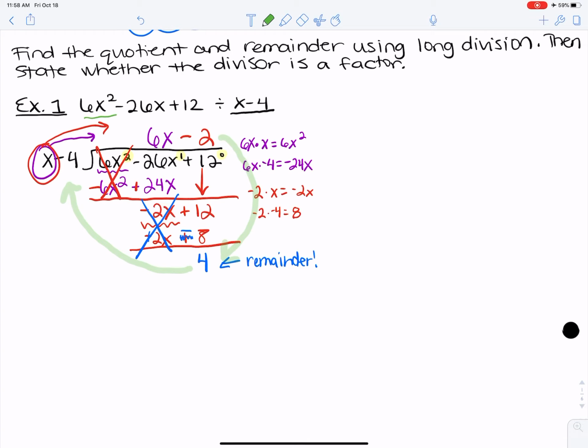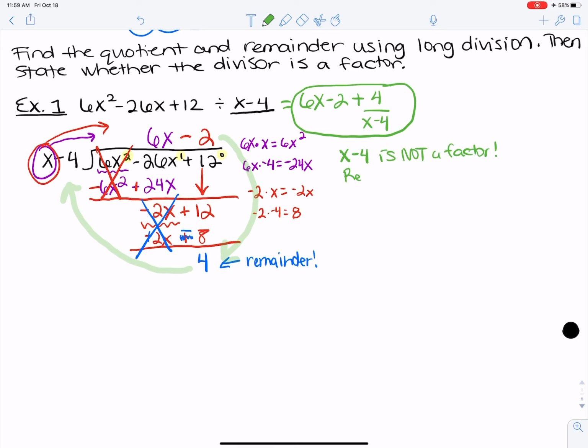6x squared minus 26x plus 12 divided by x minus 4 equals 6x minus 2 plus, because all remainders get added, 4. But the problem is it's 4 divided by x minus 4, because if we could have divided it, we would have divided and it wouldn't have been a remainder at all. Now the question is, is x minus 4, like we asked at the beginning, a factor? And x minus 4 is not a factor. The reason why it's not is because the remainder is not 0.